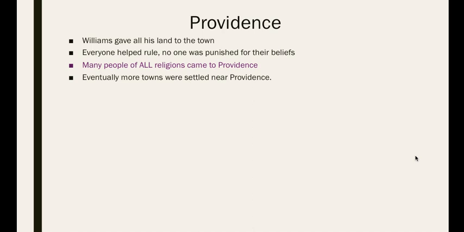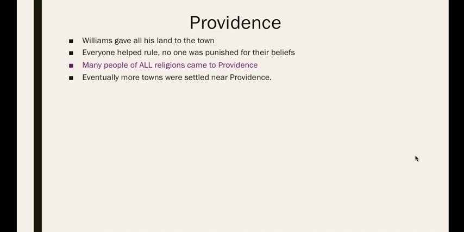So Williams gave all his land to the town. Everyone helped rule. No one was punished for their beliefs. And many people of all religions came to Providence, and eventually more towns were settled near Providence. So pause now and write that because that's super important.